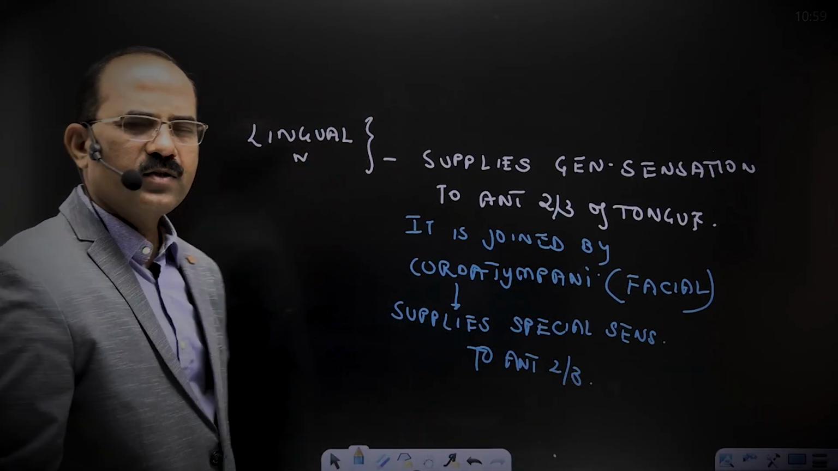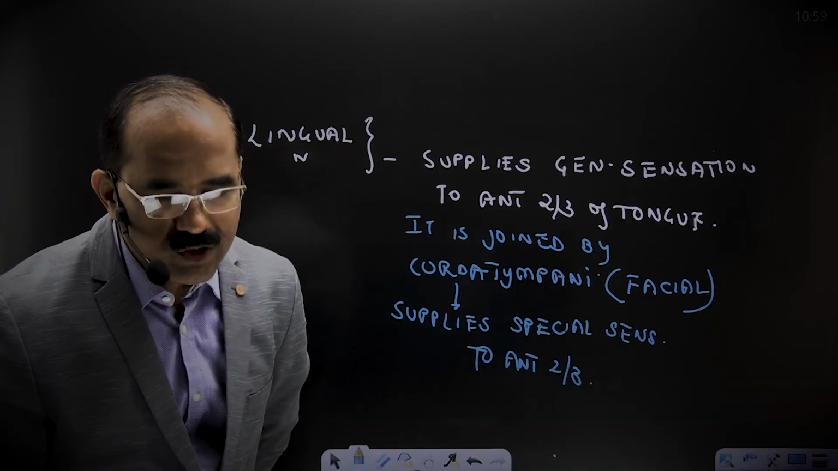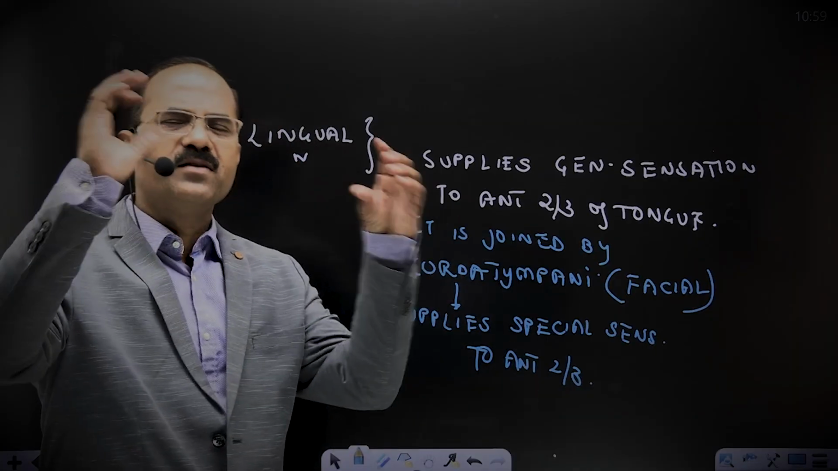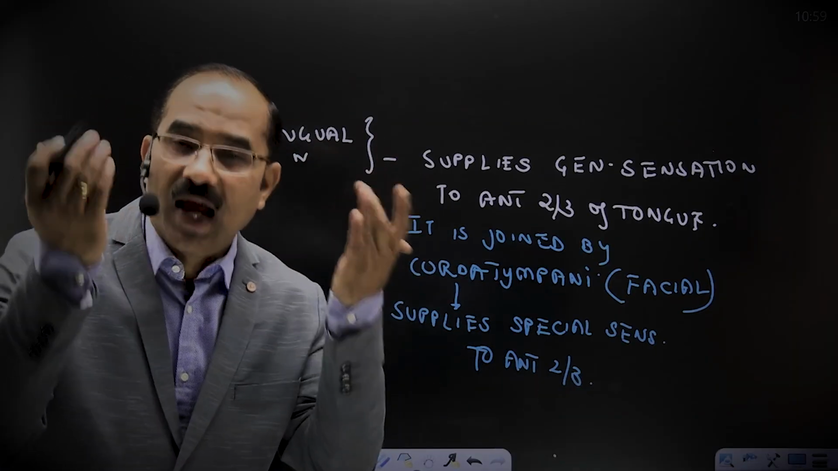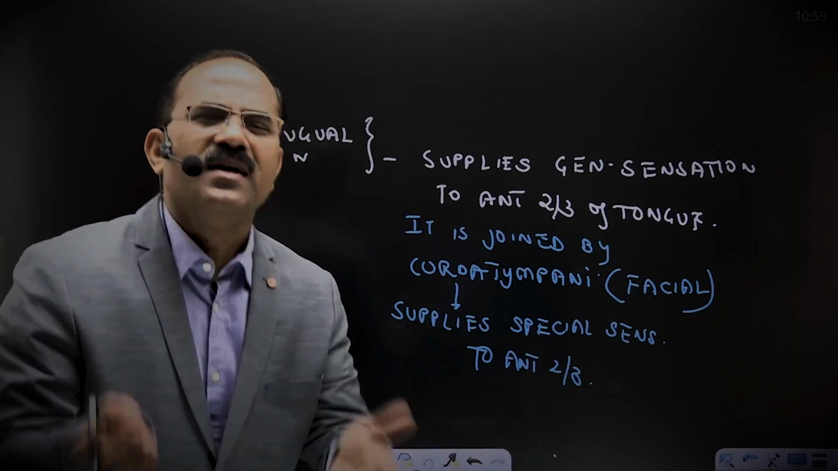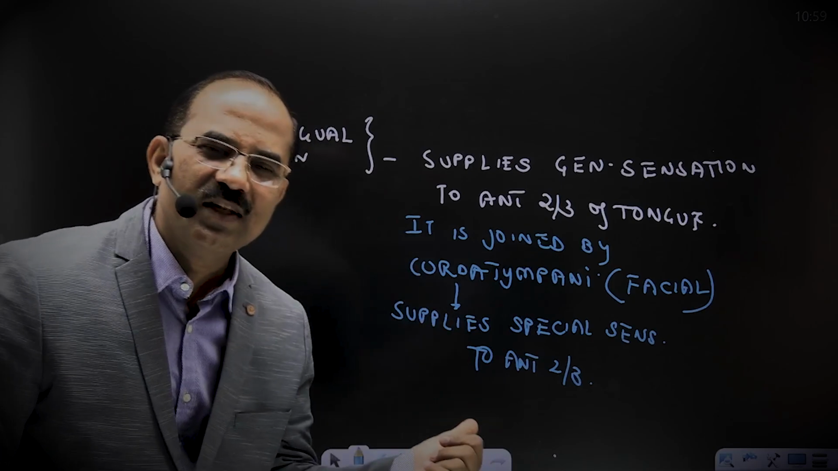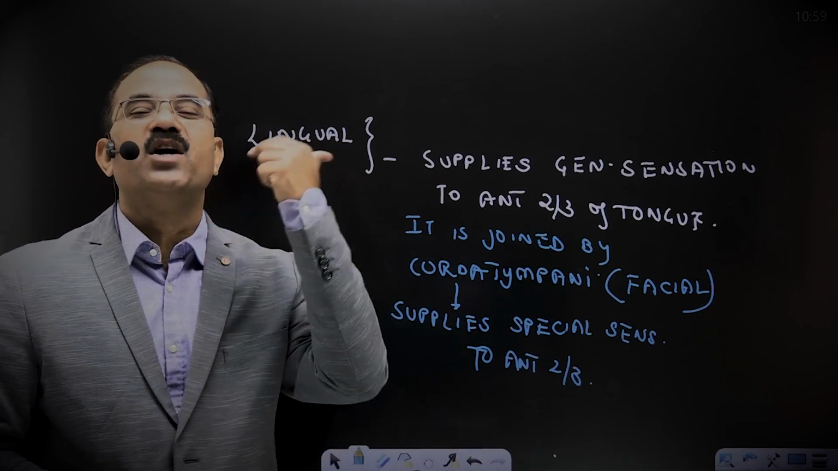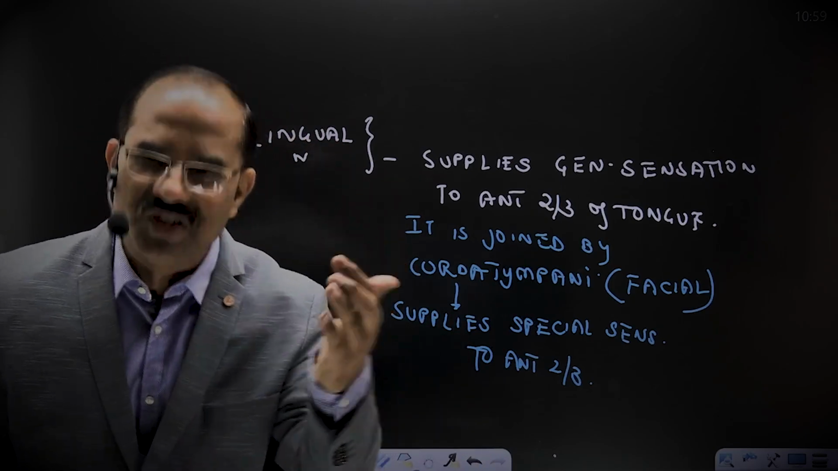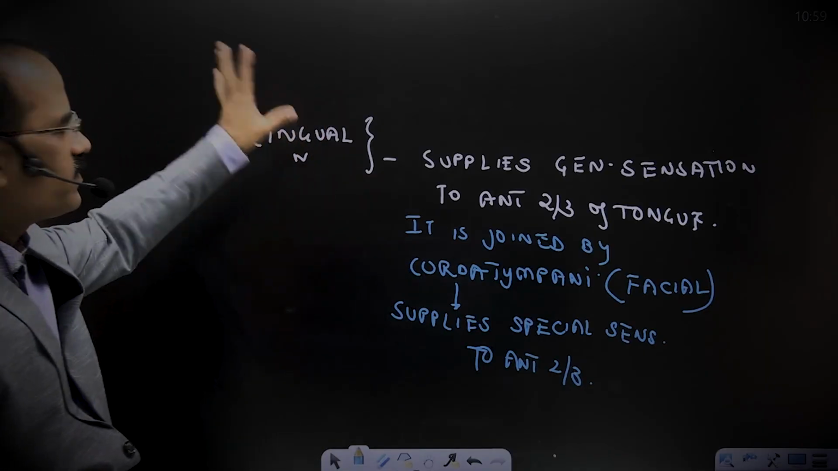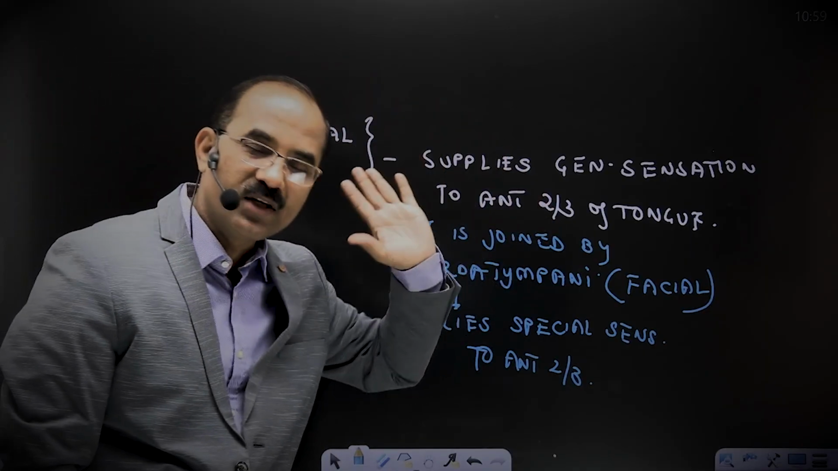Clear? So just understand, the tongue is a separate topic to be discussed. We'll discuss this later, but the sensory supply of the anterior 2/3: general sensations and special sensations. General sensations is by the lingual nerve. Special sensations is by the Chorda tympani branch of the facial nerve. So clear? The lingual nerve supplies general sensations to the anterior 2/3 of the tongue.